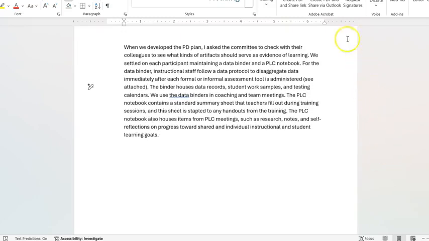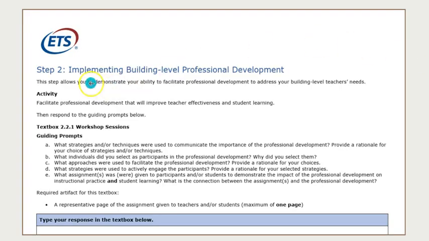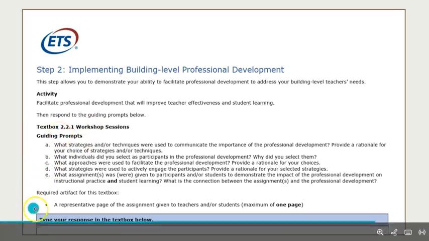So let's see what the exemplar looks like this time, the artifact. I do hear sometimes from candidates for this test who say this artifact is confusing. They don't know what this means, a teacher or student assignment. So think about the context of where they're asking for this in the plan. We're working on implementing the building level professional development, and we're talking about a continuous improvement plan. So here's your questions and strategies, and then you want the representative page of the assignment given to teachers. Well, it goes with E right here.